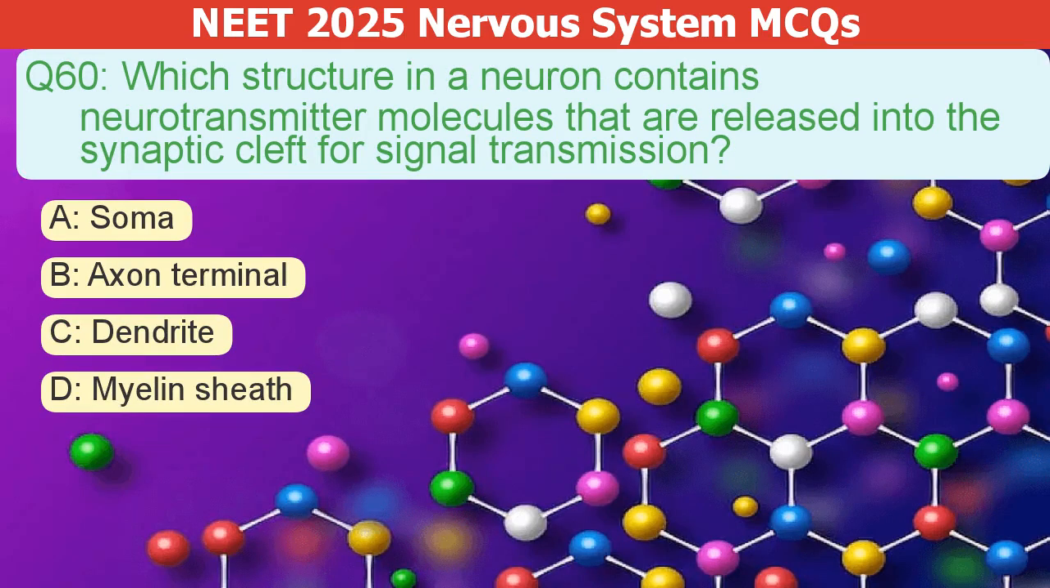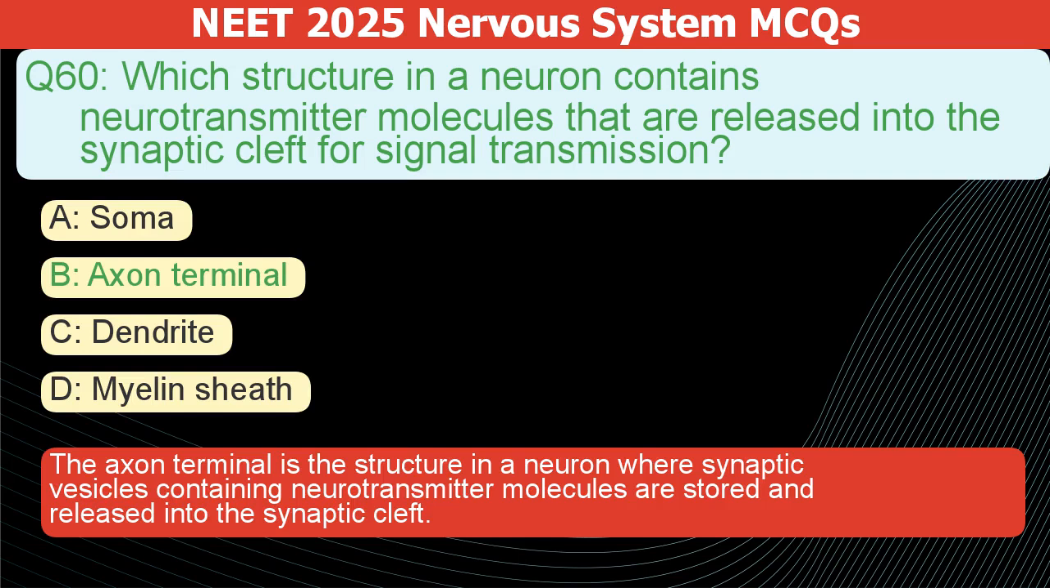Which structure in a neuron contains neurotransmitter molecules released into the synaptic cleft for signal transmission? A. Soma. B. Axon terminal. C. Dendrite. D. Myelin sheath. The correct answer is B. The axon terminal is the structure in a neuron where synaptic vesicles containing neurotransmitter molecules are stored and released into the synaptic cleft.